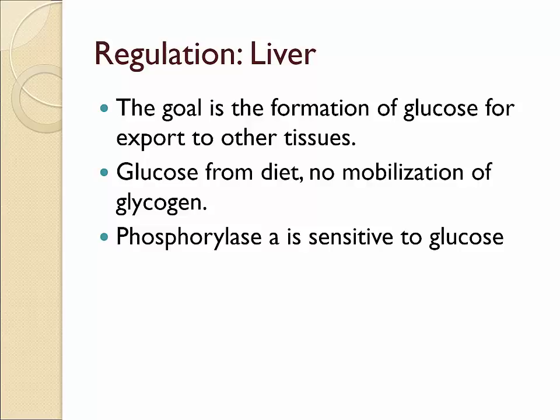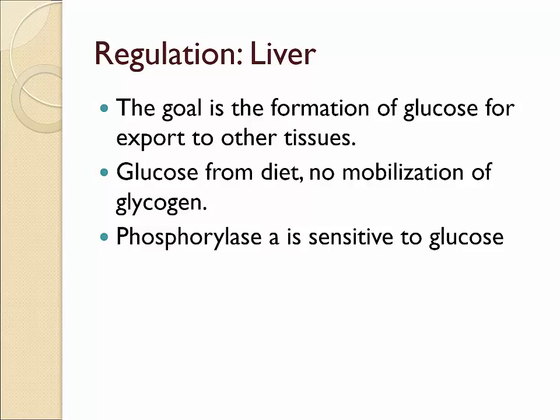So now that we've done the muscle, we'll do the easier version of the liver. Now, the liver pretty much is always working on anabolic creation of glycogen or catabolic degradation of glycogen. And you're more frequently fasting than you are fed. So the goal of the liver is to create glucose for export to other tissues. If we have glucose from the diet, we don't need to mobilize glycogen, but we have the primary form of phosphorylase is phosphorylase A. And remember, phosphorylase A is the phosphorylated form, but this is without a signal. And this is the active form.